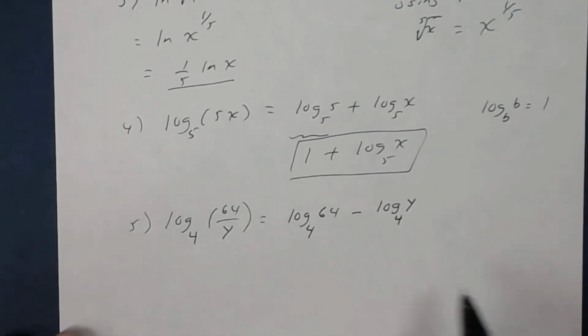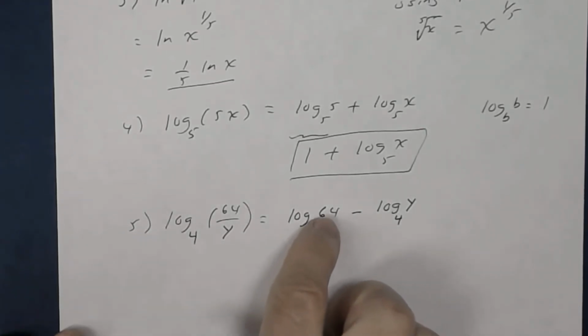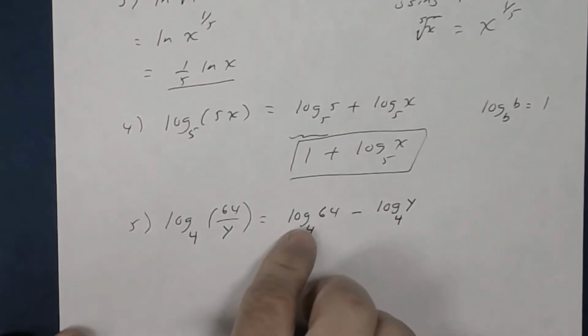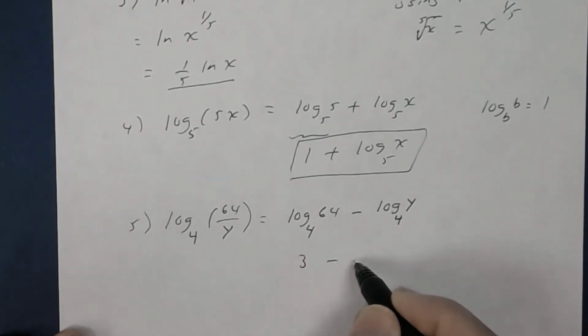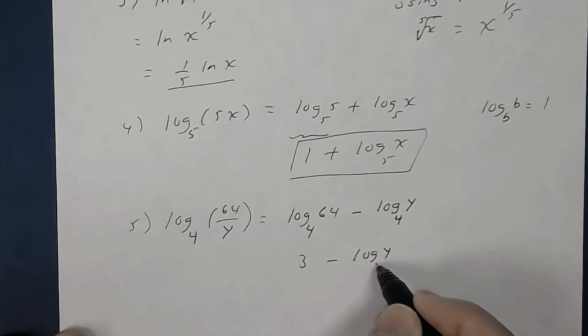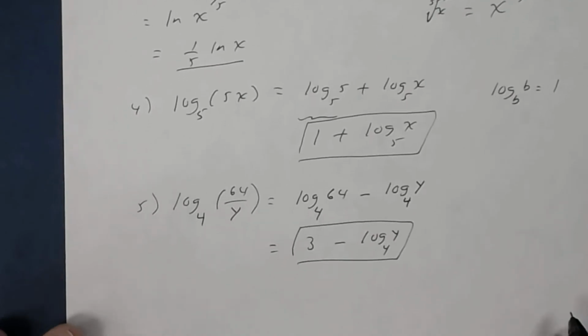Okay, and then remember, can I simplify anything? Whenever the argument is a number, see if you can simplify this. See if you can evaluate this. 4 to what power is 64? 3, right? 4 times 4 times 4 is 64. So it'll be 3 minus the log of y base 4. Okay? All right, so that's number 5.